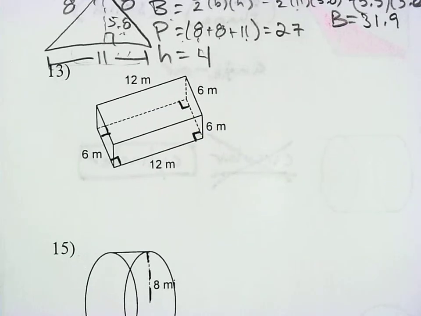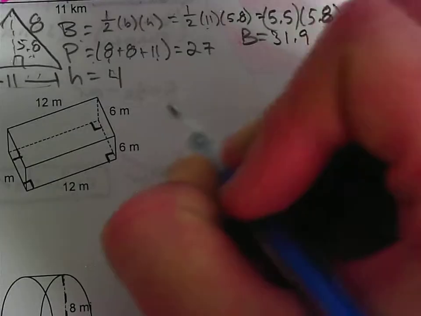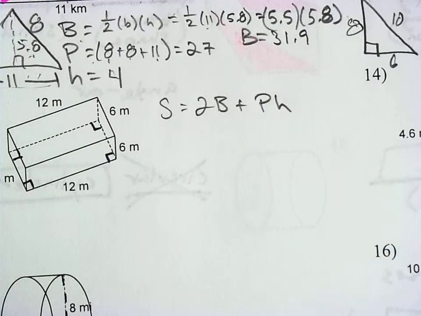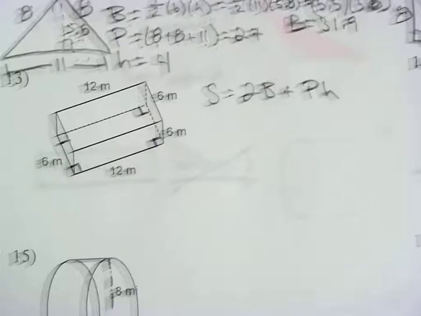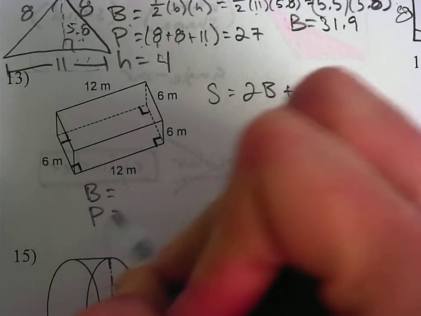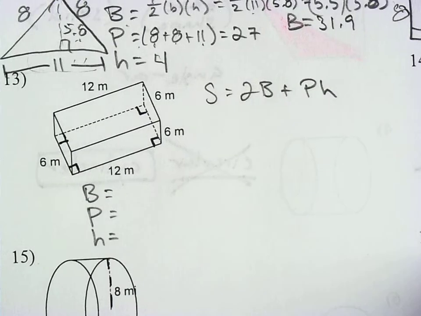Okay, let's look at 13. 13 is our last prism on the back side. Okay, so we're doing a prism, like I said, so 2B plus PH. All right, so we need to find B, P, and H.